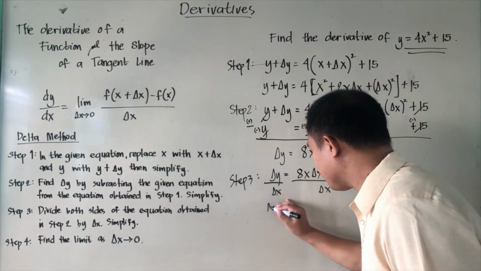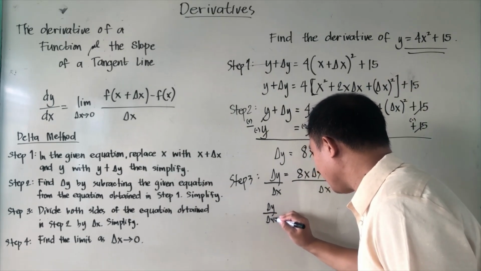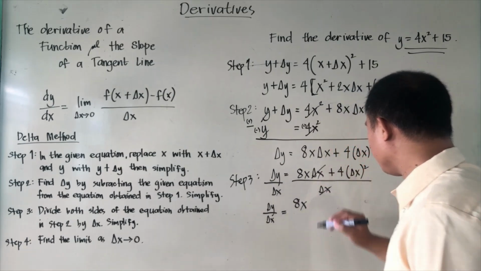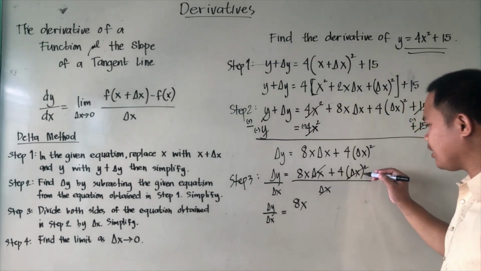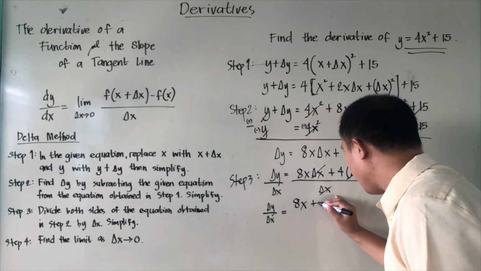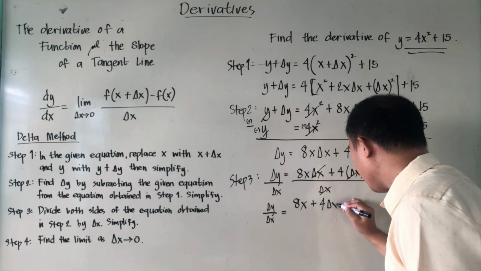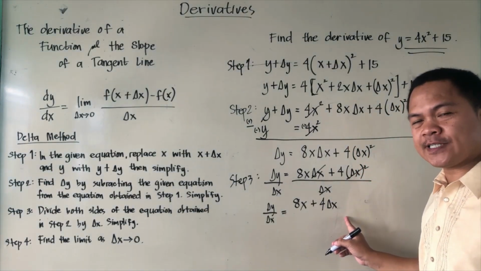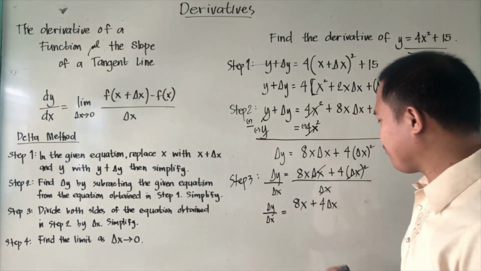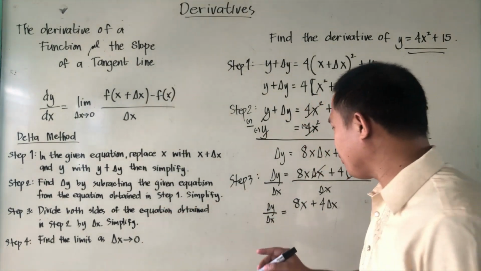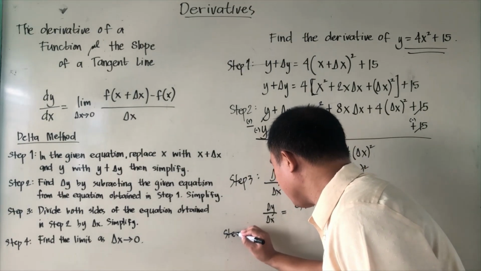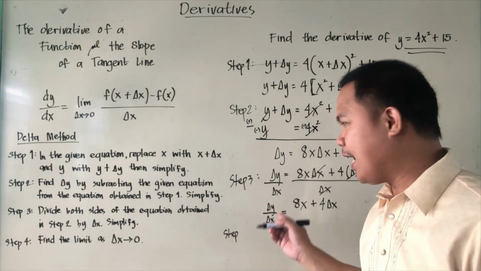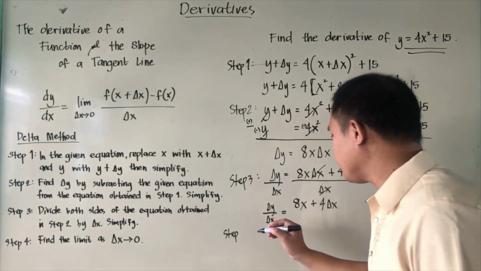Okay? So we have delta y over delta x is equal to 8x, kasi maka-cancel na po ito. And then ito maka-cancel out. Ilan yung natira dito? We have plus 4 delta x. Okay? Ito na po yung simplified form for step 3. How about step 4? This will be your last step, wherein step 4 states that we need to find the limit of the given function as delta x approaches 0.